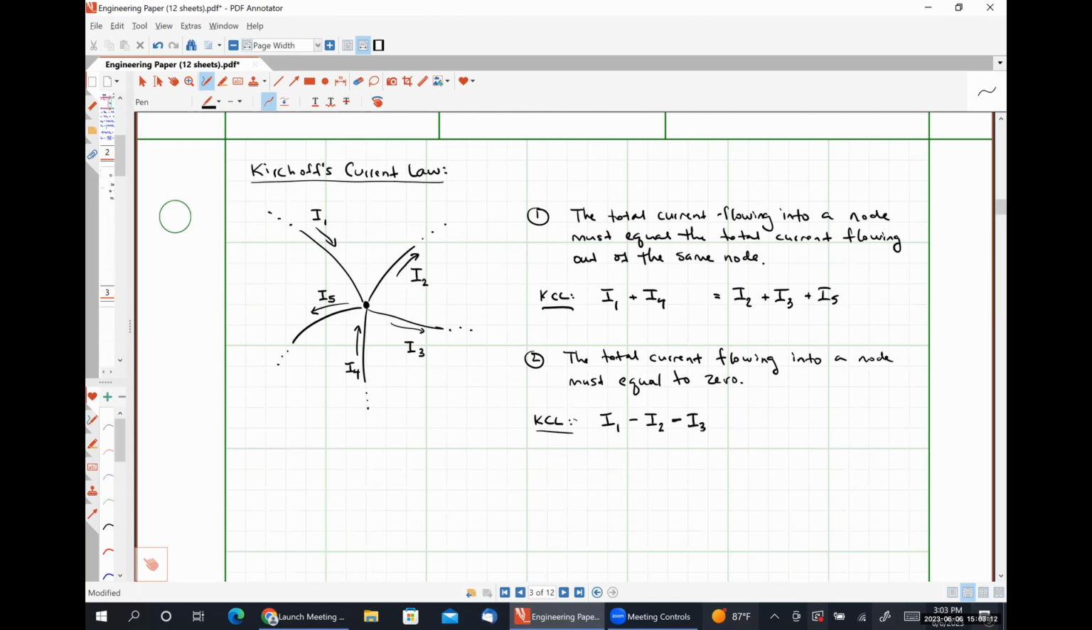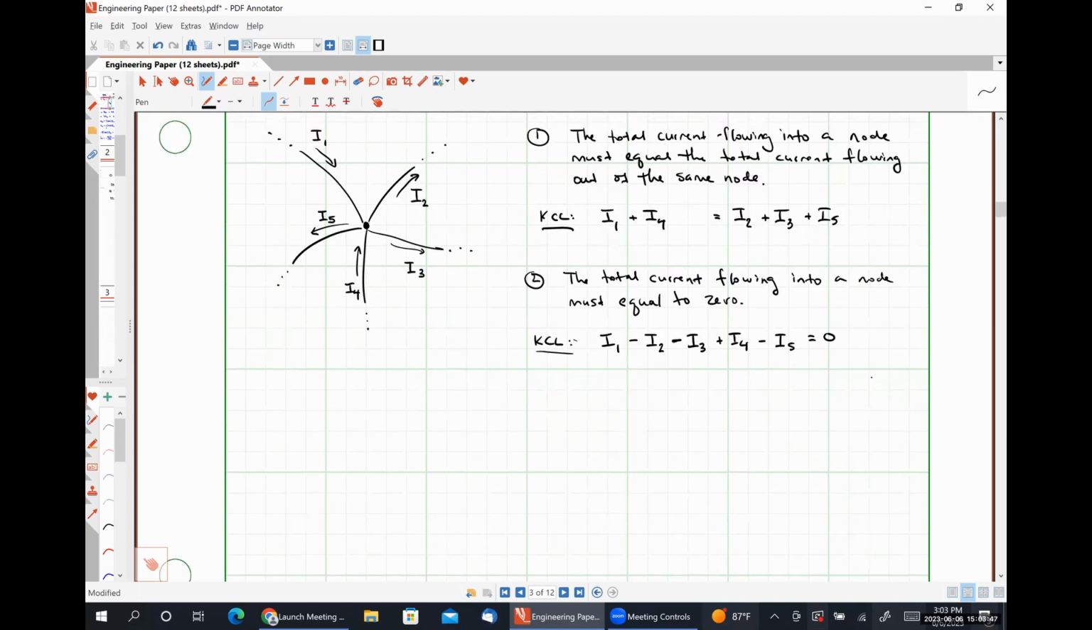I4 is flowing in, so it's going to get a positive sign. I5 is flowing out, so it's going to get a negative sign. And then we set all of these equal to 0. Mathematically, this expression is exactly the same thing we have above. We just moved everything from the right-hand side of the equal sign over to the left, right? So it represents literally the exact same mathematical expression, just from a slightly different perspective.